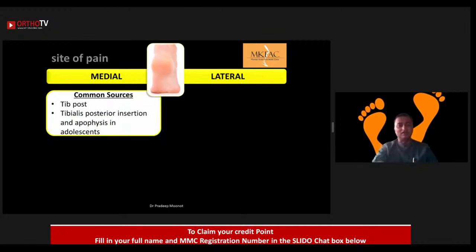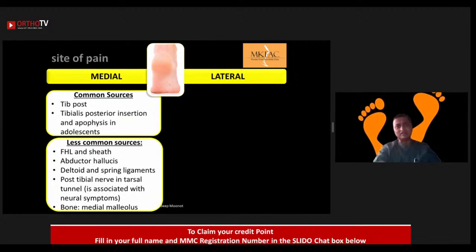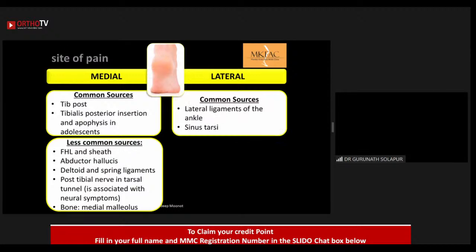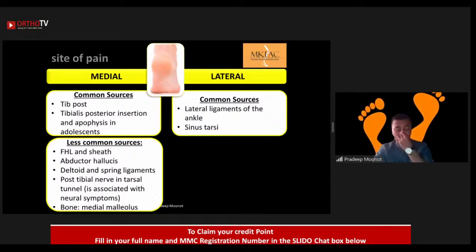Less common sources is the sural nerve. On the medial side, the commonest causes are the tibialis posterior tenosynovitis or the tibialis posterior insertion pain, like accessory navicular or apophysitis in adolescents. The less common sources is FHL tenosynovitis, or you can have an abductor hallucis involvement, either an atrophy or an inflammation in the abductor hallucis. You can have a deltoid ligament or a spring ligament chronic injury or an acute injury giving rise to pain. Posterior tibial nerve or a tarsal tunnel syndrome where the tibial nerve is compressed. And on the bone side, you have a medial malleolus. You can have again a tumor, infection or a bone trauma, or not inflammation, but a stress fracture on the medial malleolus. I had a few patients on that as well.